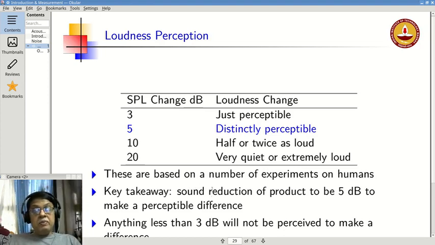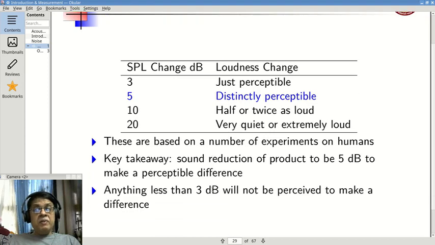10 dB will be where people will say, well, it sounds half as loud as what it was before. And if you can achieve 20 dB, which is very, very difficult, they will say, okay, it is much, much quieter than what it was before. Of course, a 20 dB increase would mean extremely loud. Okay, so all of these are based on the zone definition, which is based on a number of experiments.